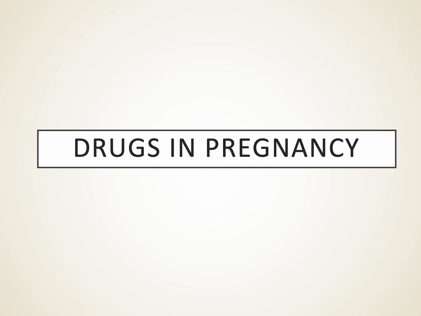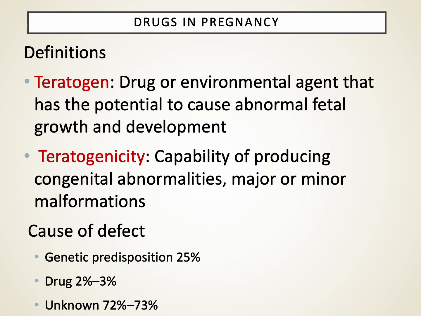Okay, let's take a break and now start to think about drug use in pregnancy. Some of these terms we've already talked about, but we already defined teratogen as a drug or environmental agent that has the potential to cause abnormal fetal growth or development, and the capacity of an agent to do that is considered its teratogenicity.